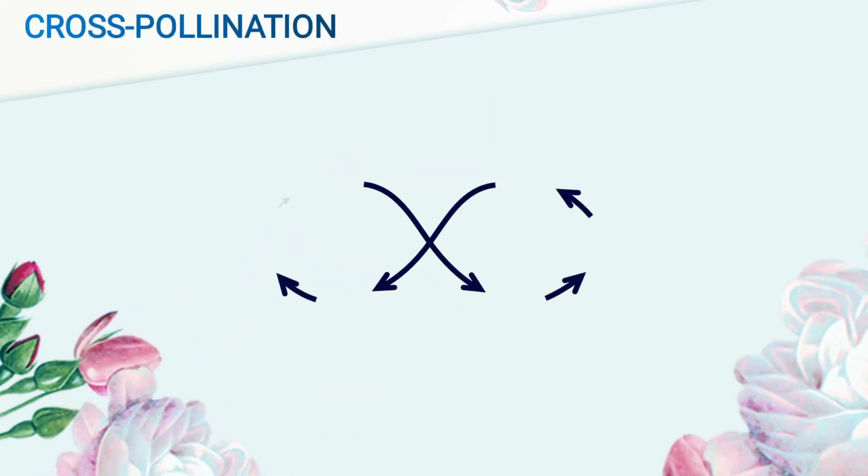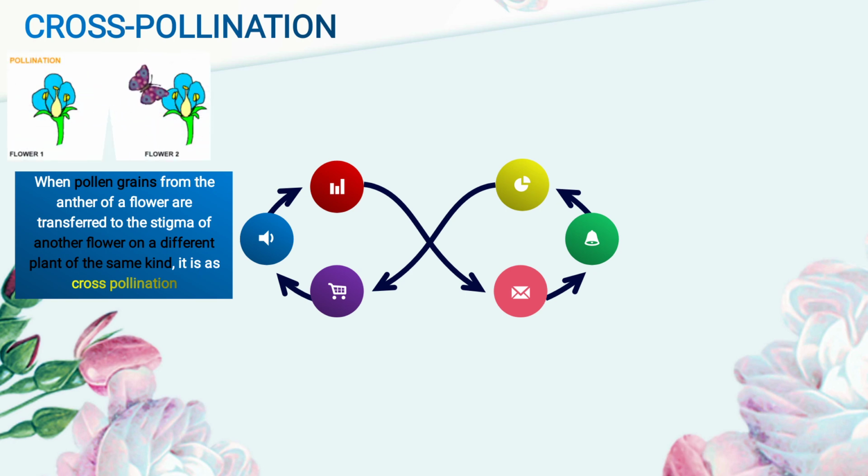Now cross pollination. When pollen grains from the anther of a flower are transferred to the stigma of another flower on a different plant of the same kind. Now you see the arrow mark in between is showing cross. From the arrow mark only you can understand cross pollination is there. Now you see flower 1, a butterfly is taking away the pollen grains and going to another flower, flower 2.